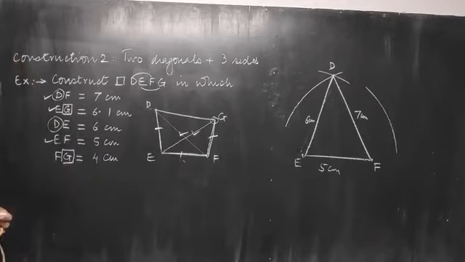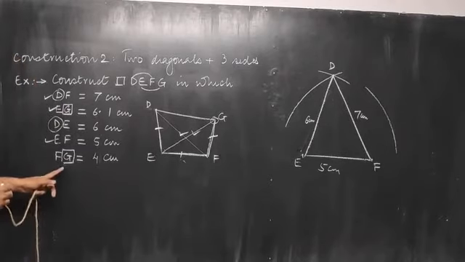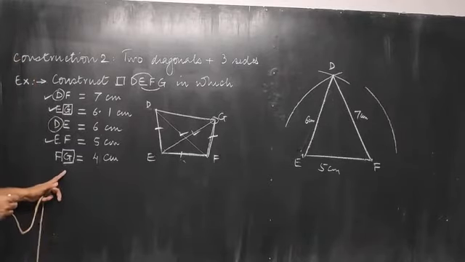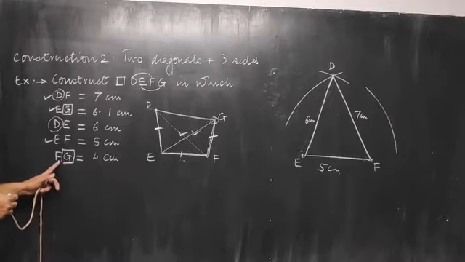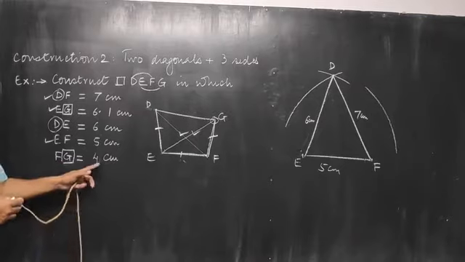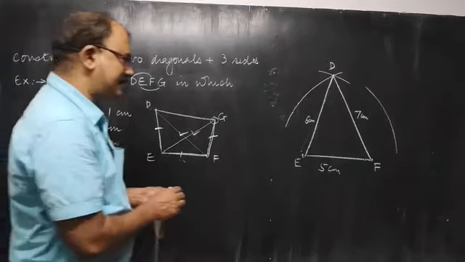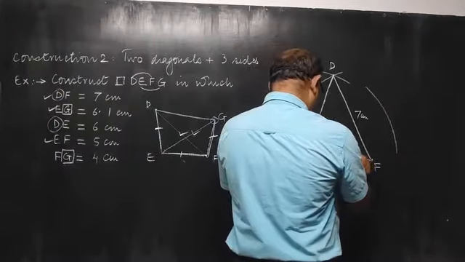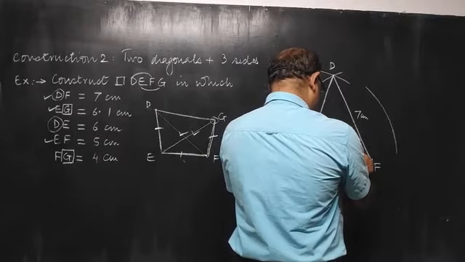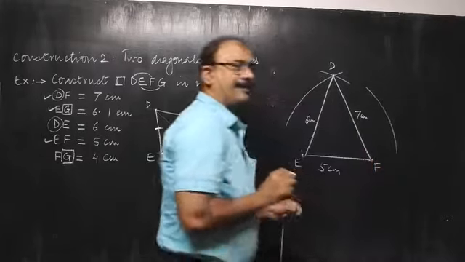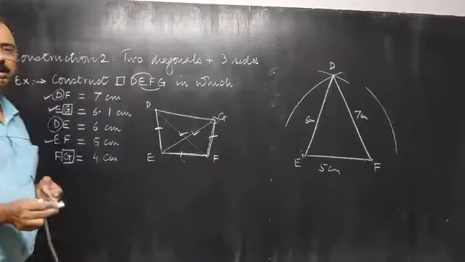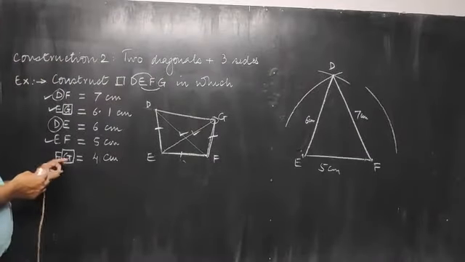This segment is left. It contains point G. And arc to be drawn should be from point F. What is the length? 4 centimeters. So this is 5. 4 will be smaller than this. So this much distance I have taken. This is the radius in the rounder, 4 centimeters.